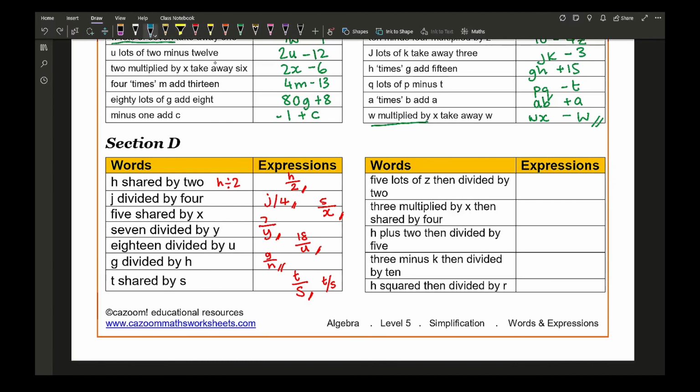So 5 lots of z divided by 2. Well, 5 lots of z is 5z, and it's divided by 2, so it's over 2. 3 multiplied by x, which is 3x, and then divided by 4. H plus 2, so that's h plus 2, and that's all divided by 5. And here we've got 3 minus k, so 3 minus k, and that's being divided by 10. Then h squared, then divided by r, well, h squared is that, divided by r, there is my answer.